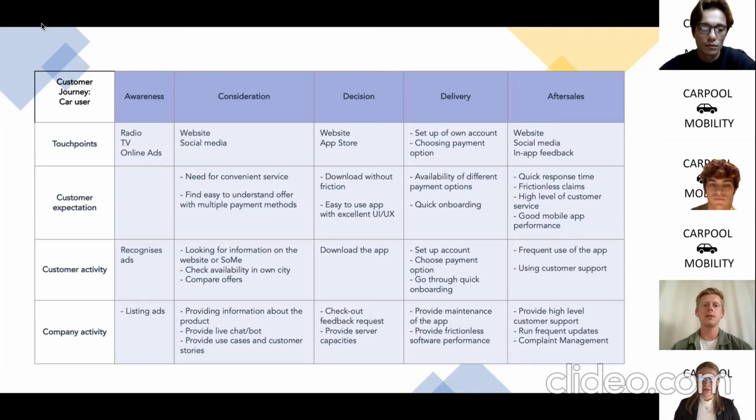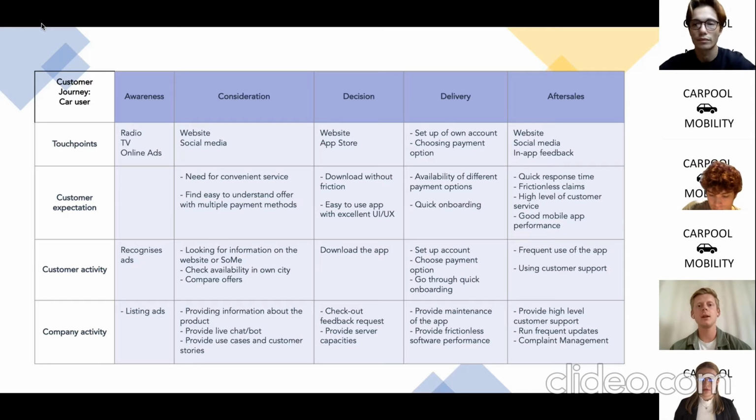During the delivery phase, the touch points take place within the app. The customer sets up his own account and selects his preferred payment method. The expectations are quick and fast onboarding and a wide range of payment options. The activities are the setup of the account and the general onboarding. The company's activities are to provide and maintain the app and to enable smooth performance of its own software.